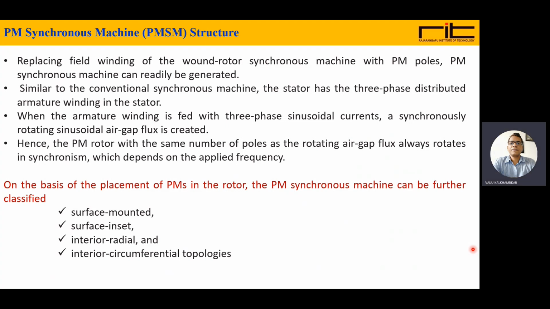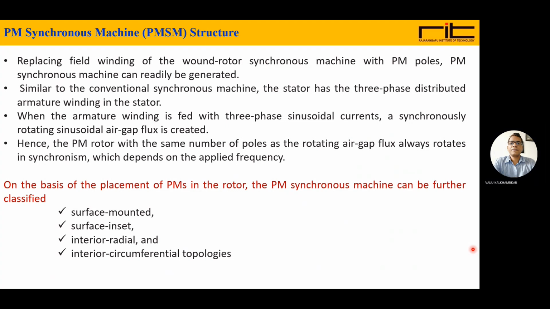The permanent magnet rotor with the same number of poles as the rotating air gap flux always rotates in synchronism, which depends on the applied frequency. So the rotor is also rotating with the speed of the revolving magnetic field or rotating air gap flux.